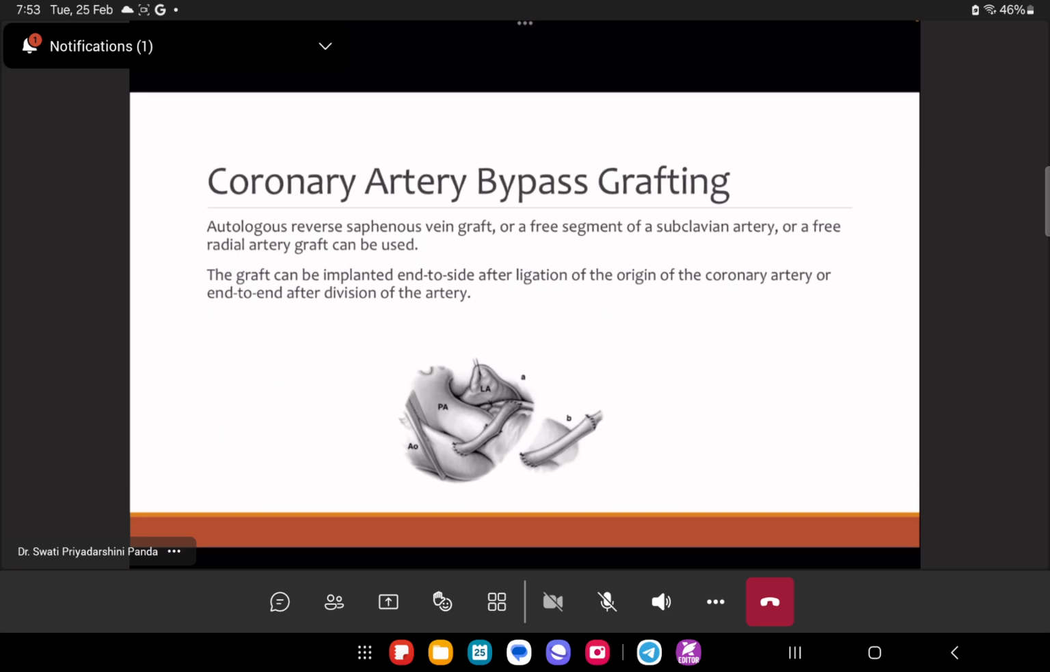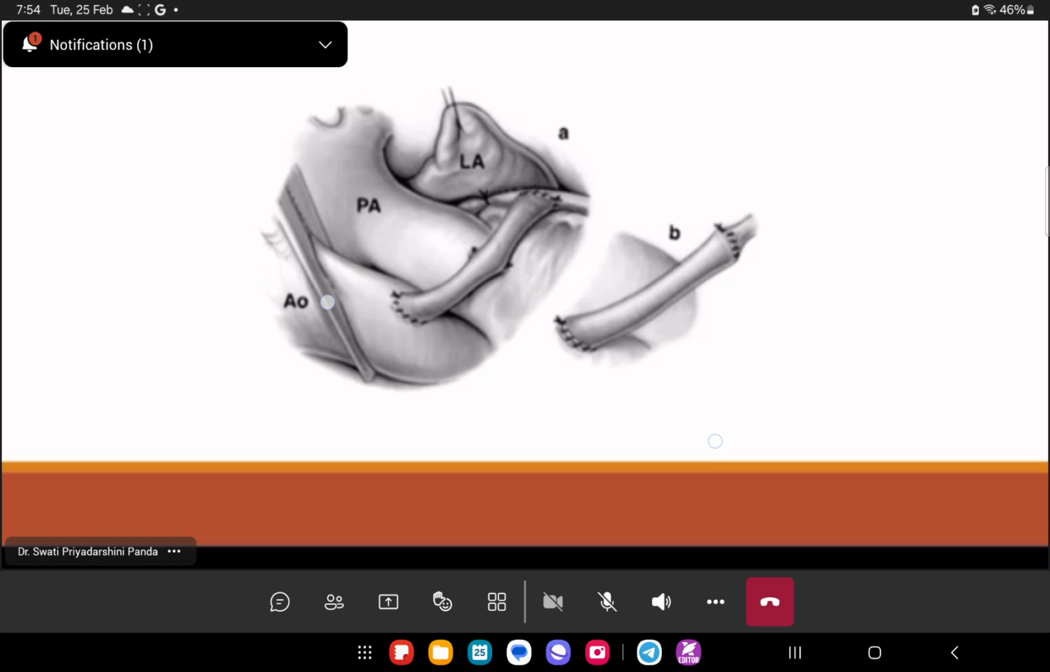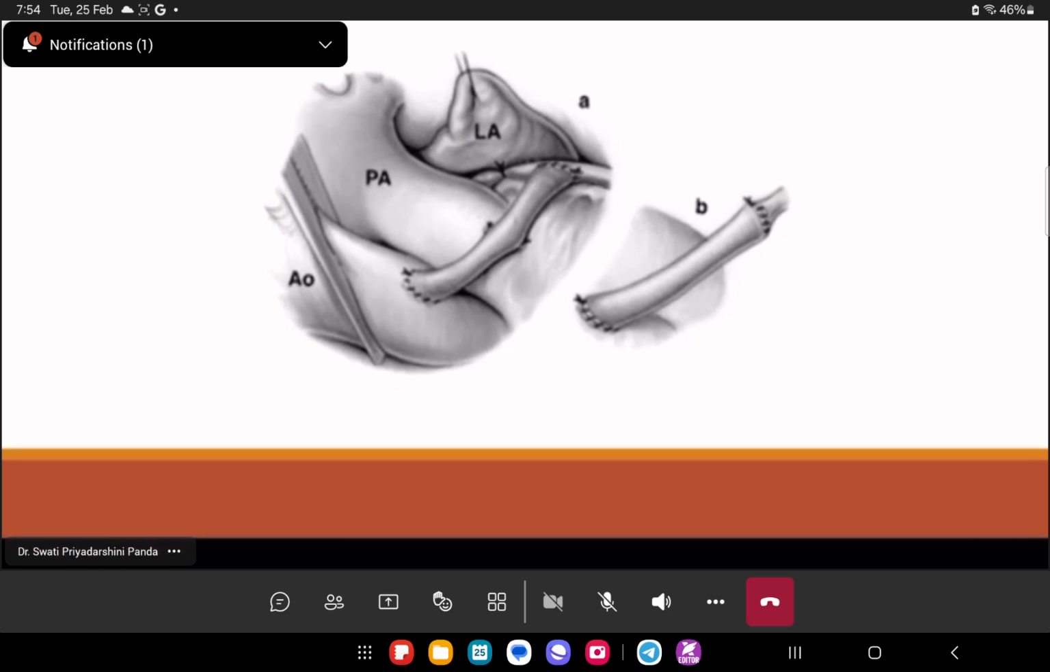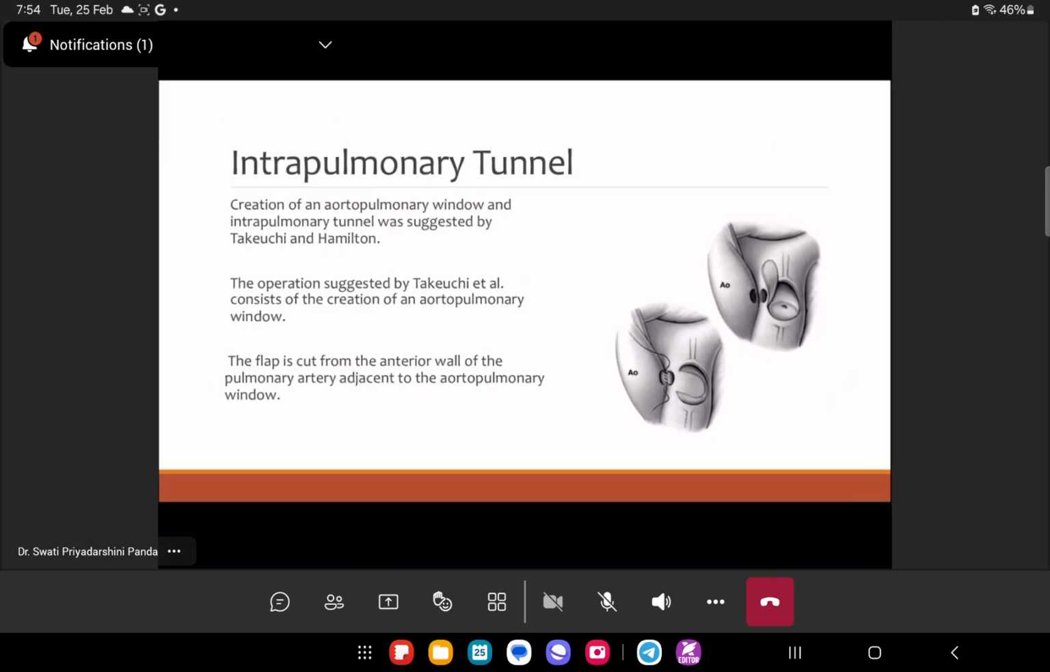Next one in this group is coronary artery bypass grafting. Autologous reverse saphenous vein graft, a free segment of subclavian artery, or a free radial artery graft can be used. The graft can be implanted as shown in the image, either end to side after ligation of the origin of the coronary artery, or end to end after division of the artery.